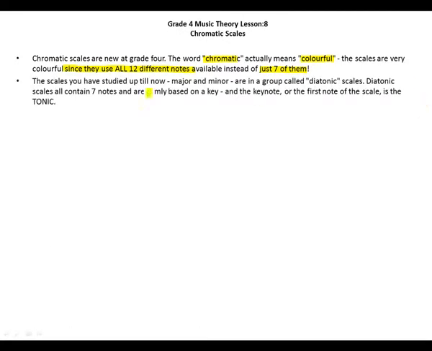The scales you have studied up until now, which are major and minor, are in a group called diatonic. Diatonic scales contain 7 notes and are firmly based on a key and a keynote, or the first note of the scale, which is the tonic.